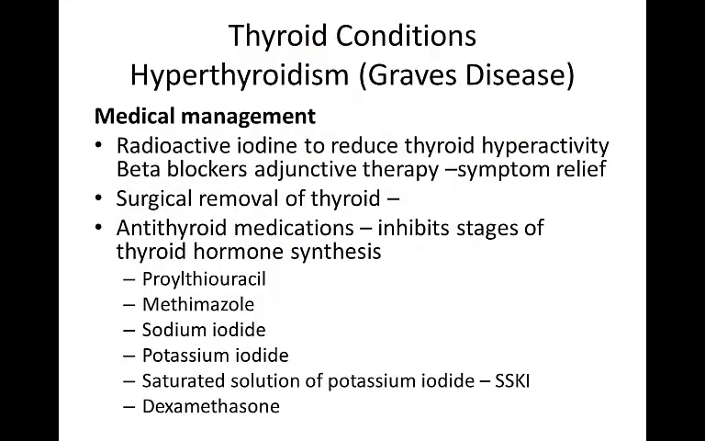Appropriate treatment of hyperthyroidism depends on the underlying cause and often consists of a combination of therapies, including anti-thyroid agents, radioactive iodine, and surgery. Treatment of hyperthyroidism is directed toward reducing thyroid hyperactivity to relieve symptoms and preventing complications.